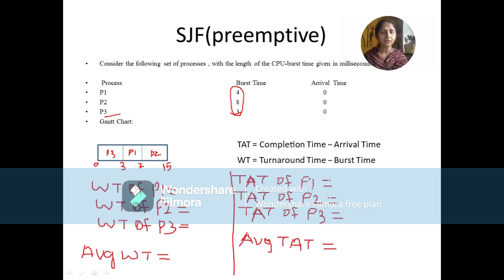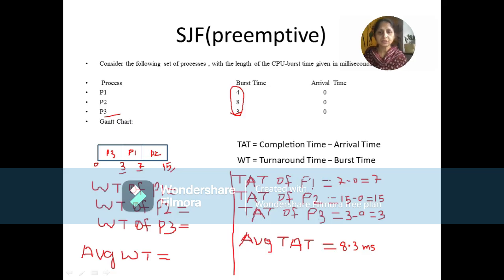Okay, let us calculate the turnaround time of P1. What is the turnaround time of P1? Completion time of P1 is 7 minus arrival time is 0. So 7 minus 0 is 7. Next is turnaround time of P2. What is the completion time of P2? 15 minus arrival time is 0. Then turnaround time of P3. So what is the completion time of P3? Completion time of P3 is 3. So that is 3. And what is the arrival time? Arrival time is 0. So 3 minus 0 is 3. What is the average turnaround time? 25 divided by 3. So it is 8.3 milliseconds.